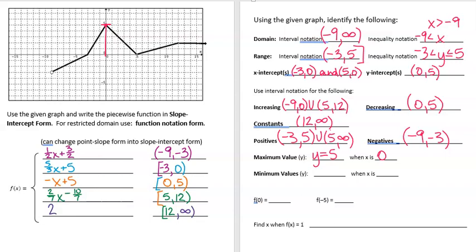The minimum value is how low the graph can get. The graph goes all the way down to here at -3. So the lowest y value is y equals -3. It's not included in the graph, but it is the location of that end point, and that point happens when x is -9.